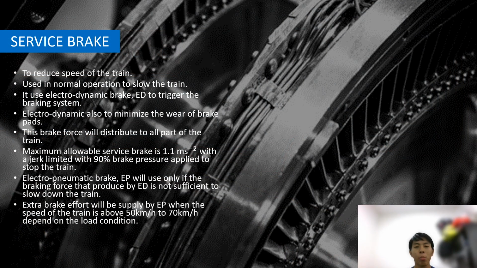Okay, the first braking system is the service brake. The service brake is commonly used in the normal operation of the train to reduce speed, hence slowing down the train. It uses the electrodynamic brake (ED) to trigger the braking system. Electrodynamic braking also minimizes the wear of brake pads. This brake force will be distributed to all parts of the train, hence stopping the train.